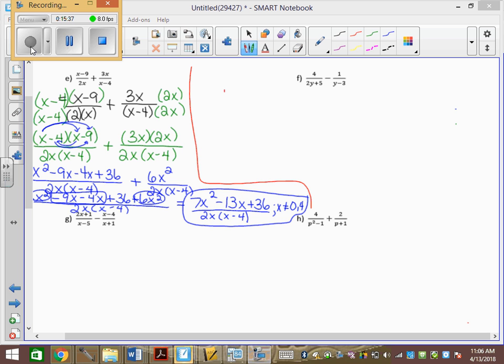Here we're going to multiply 4 over 2y plus 5. We're going to multiply the top and the bottom by y minus 3, numerator and denominator. Minus 1 over y minus 3. I'm going to multiply by the other one, 2y plus 5.